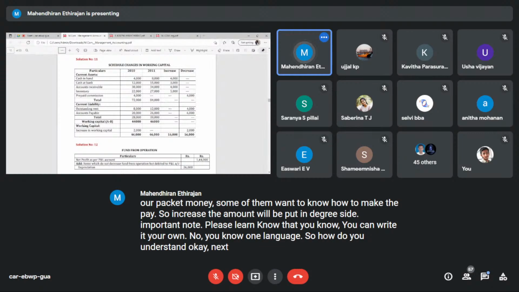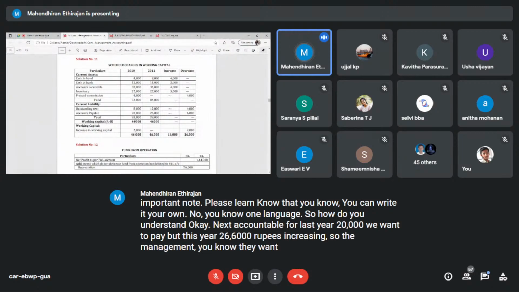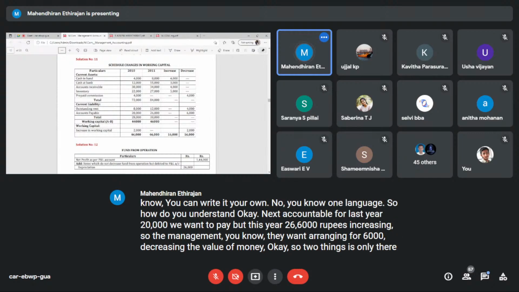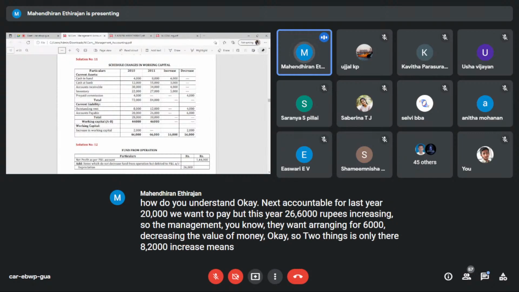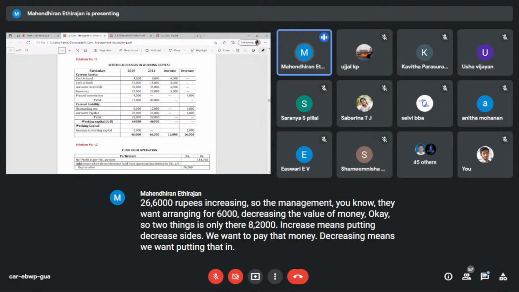Okay, next account payable. Last year we had to pay 20,000, but this year it is 26,000, so 6,000 rupees is an increase. So the management wants to arrange 6,000, decreasing the value of money. Okay, so there are only two things, 8,000 and 12,000. An increase means we put it on the decrease side, because we want to pay that money. A decrease means we put it on the increase side, because we have that money. Okay.